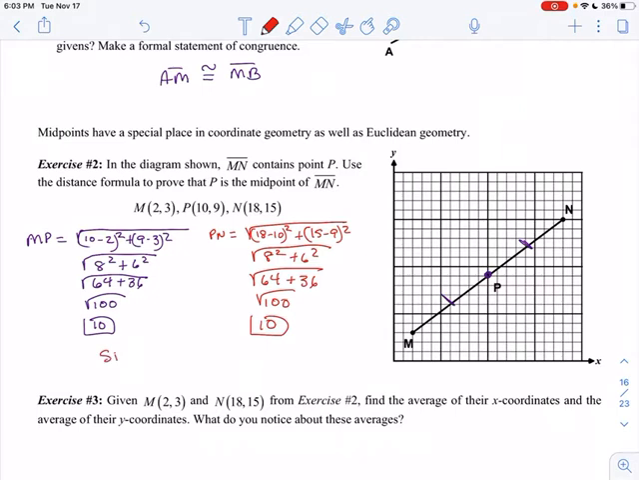Okay, so since P divides MN into two segments of the same length, it must be the midpoint.